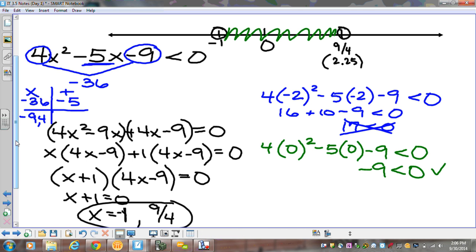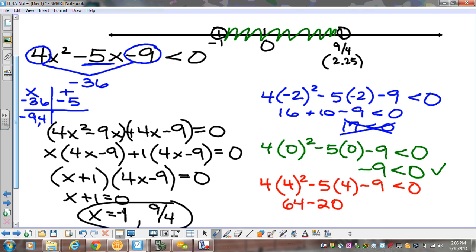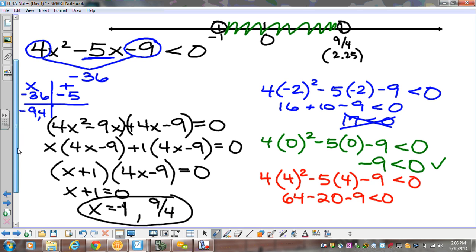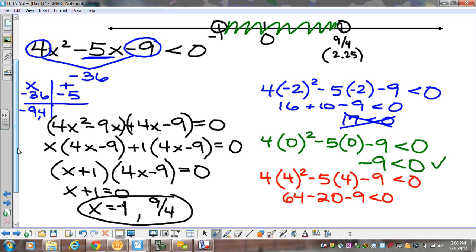If I plug in a value to the right of 9/4, or 2.25, what can I plug in? Like 4. If I plug in a 4, so I've got 4 times 4 squared minus 5 times 4 minus 9. What is that? That's 16, and 16 times 4 is 64. Minus 20 minus 9. What do you get, guys? 35. Is 35 less than 0? No, it is not. So I don't shade there.